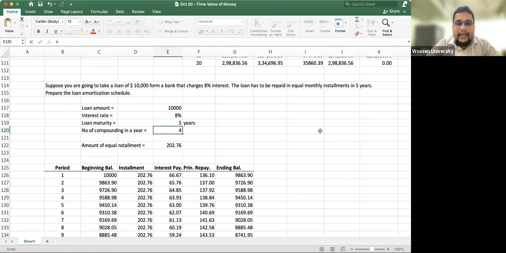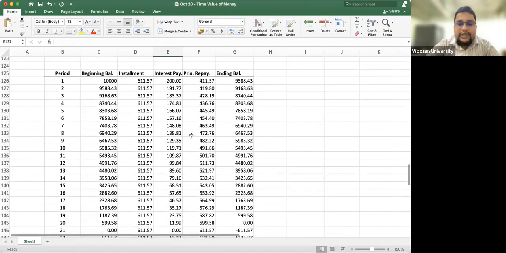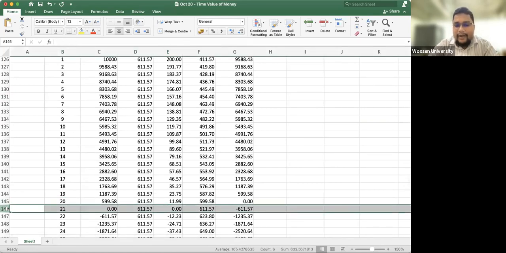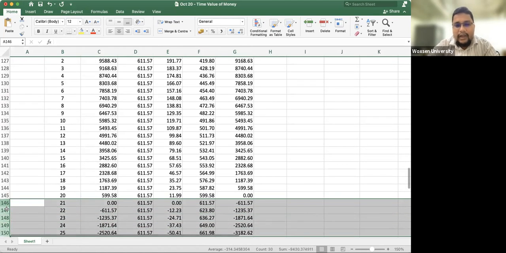So in that case, if I change it, everything will automatically change. And remember, in that case, our number of periods will be 20. So let us check. Yeah, you can see in 20 periods, we have got 0 balance. So the remaining are irrelevant. We can ignore that.